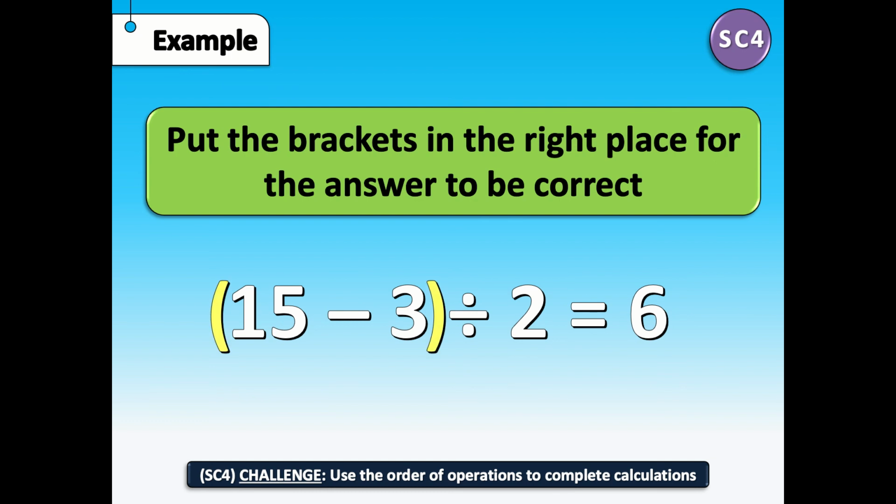So that tells us that we do 15 take away 3 before we do 3 divided by 2. 15 take away 3 is 12, and 12 divided by 2 is 6. So we put them in the correct place.